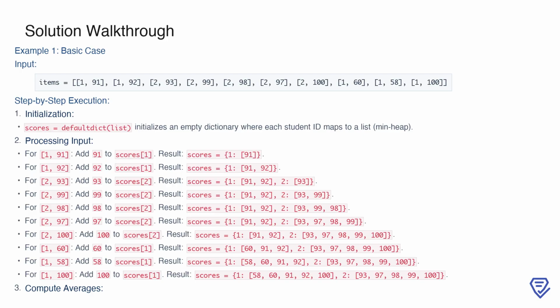For instance, when adding 100 for student 2, their list becomes 93, 97, 98, 99, 100. Similarly, student 1's scores reach 58, 60, 91, 92, 100 after processing all their input. This setup prepares us to calculate the top averages for each student.